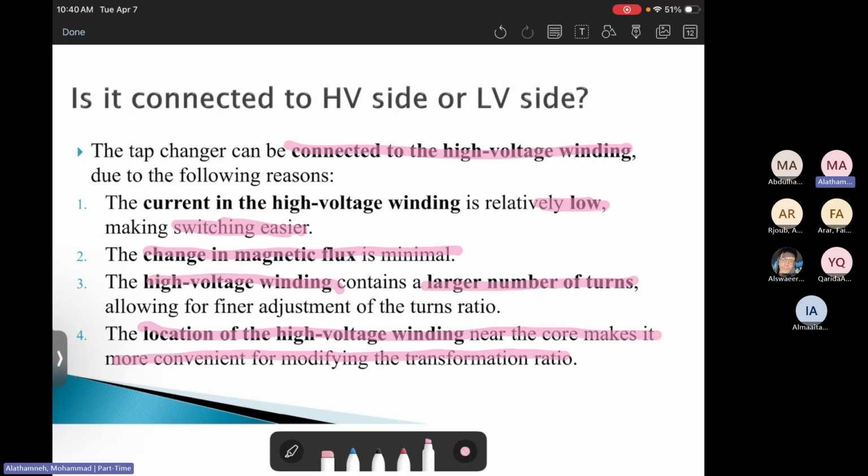So for all of these reasons, there is not only one reason, there are four reasons. Again, the first reason: the current is lower compared with the low voltage side. The second: the change in magnetic flux will be minimum. The third: the high voltage winding contains a larger number of turns. And the fourth: the location of the high voltage windings near the core makes it more convenient.